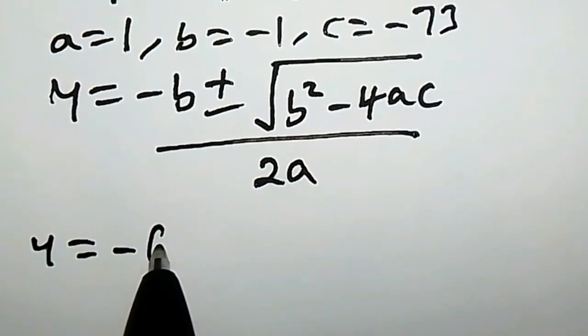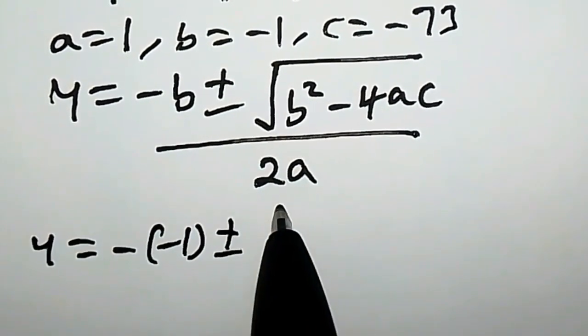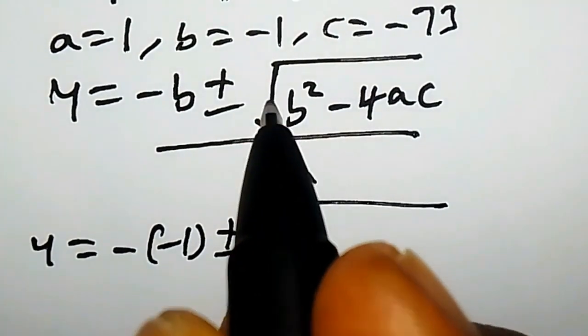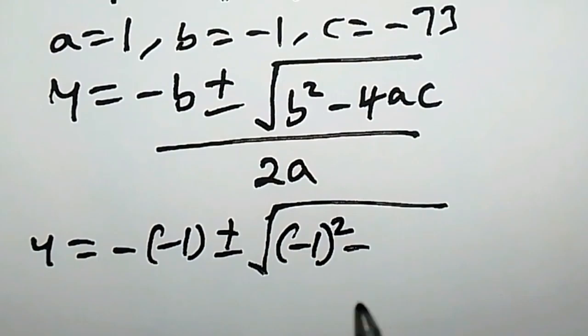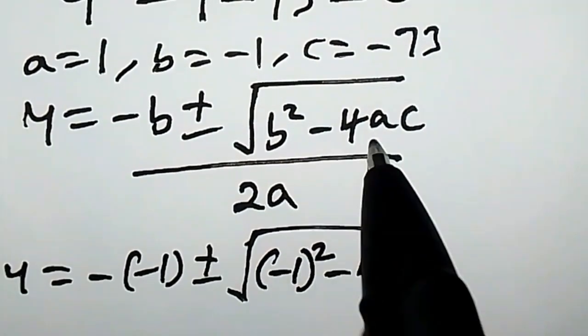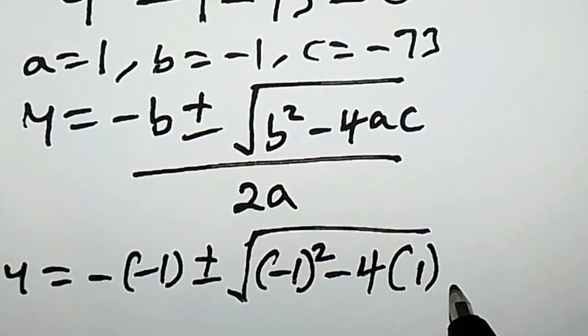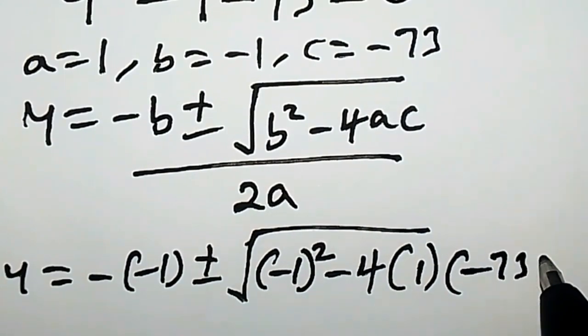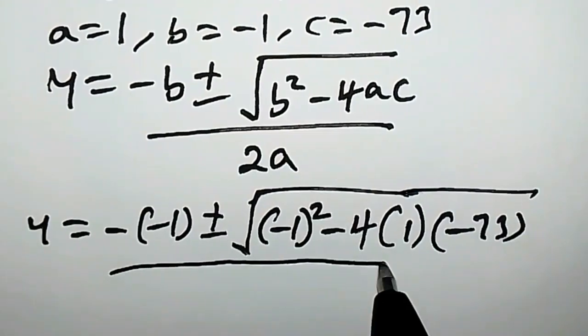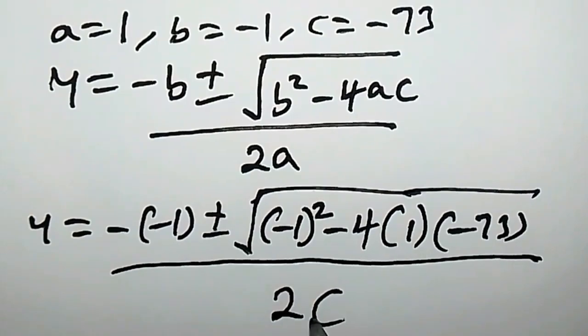b is minus 1, plus or minus square root of b squared, that will be minus 1 all squared, minus 4 times, what is a? a is 1, times, what is c? c is negative 73, divided by 2 times a, which is 1.